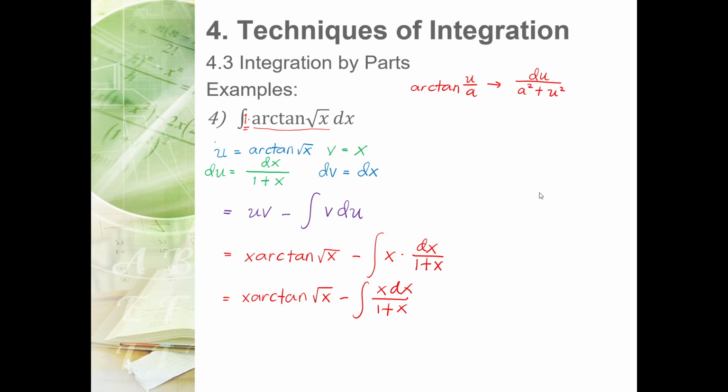So how do we deal with the right integral? Recall that we can divide this one because the degree of the numerator is the same as the degree in the denominator. So dividing, 1 plus x into x, this one is 1. Then minus, we have negative 1. So the answer for this one is 1 minus 1 over 1 plus x.